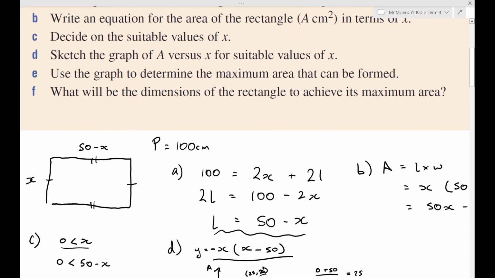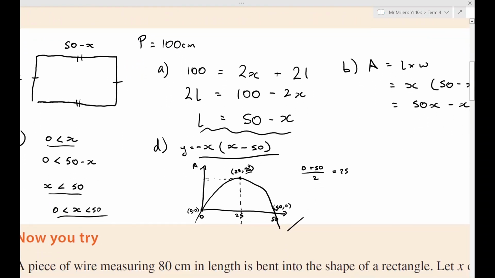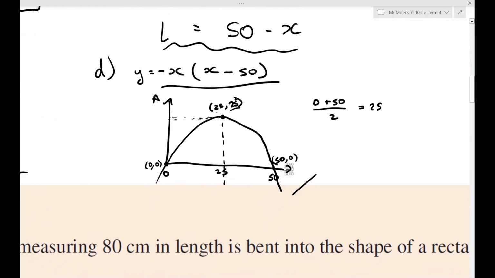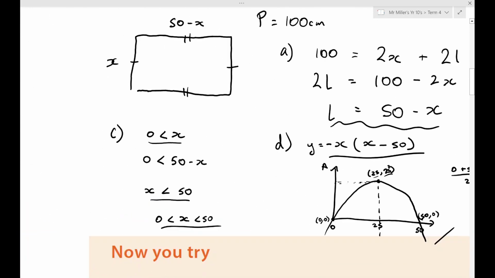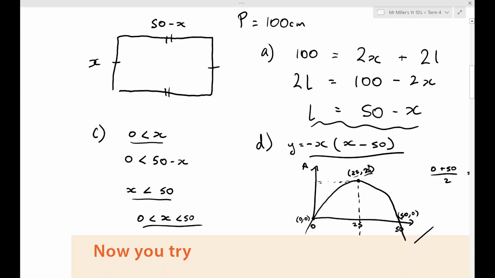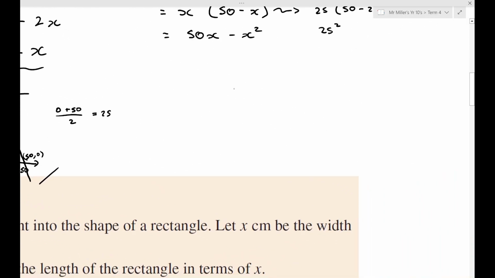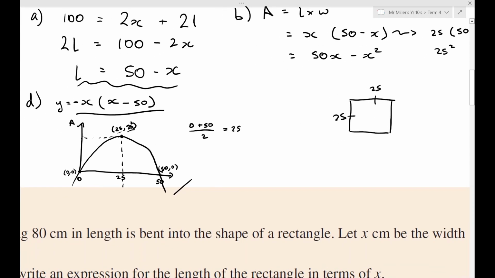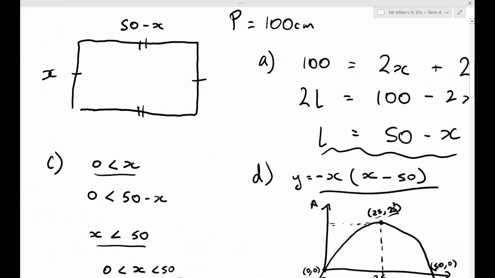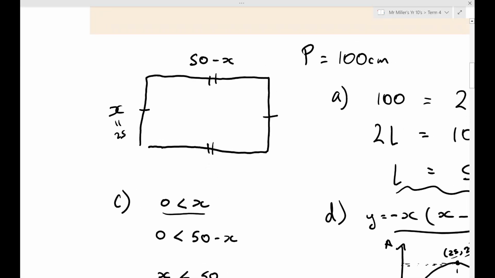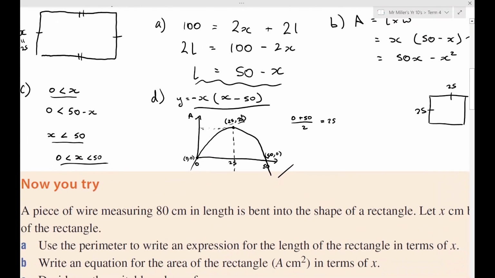What will the dimensions of the rectangle be to achieve this maximum area? Well, x would have to be 25, and the length would have to be 50 take x. So a 25 by 25 square is going to achieve the maximum amount of area, right? Because if x is 25, we'd have 25, and then we'd have 50 take 25, which would be 25. So it would just be a square to get the maximum area.